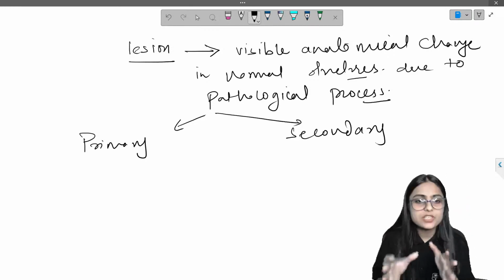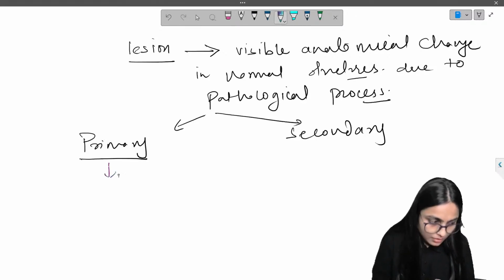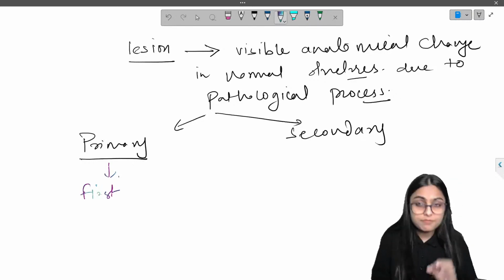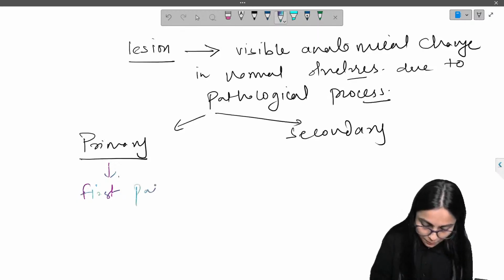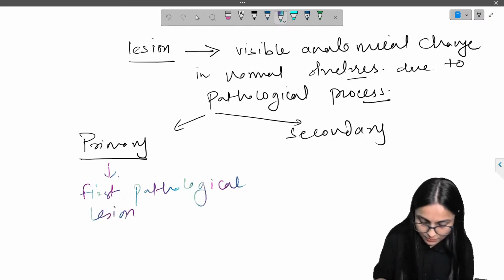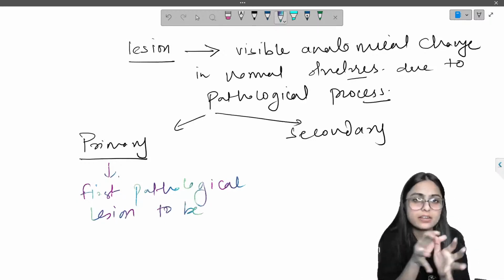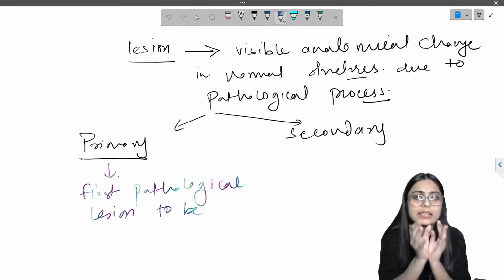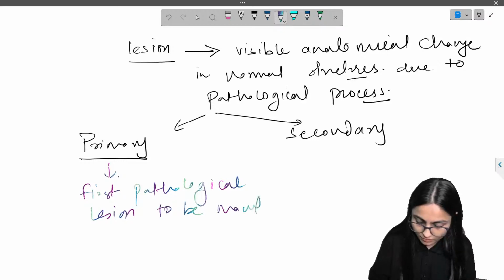As the name suggests, a primary lesion will be a lesion which will manifest first. The first pathological lesion to be manifested clinically. So whatever changes occur initially, that is a primary lesion, manifested clinically.